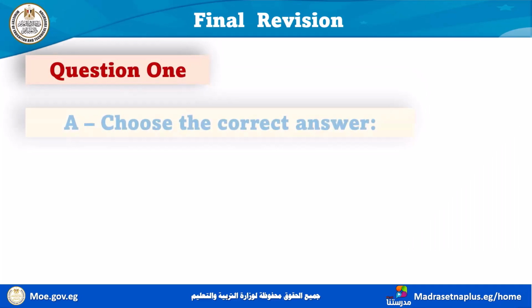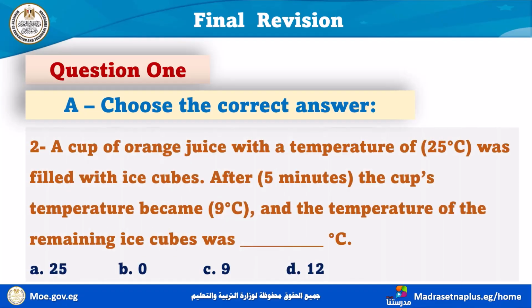Question 1, choose the correct answer, and the second question. A cup of orange juice with a temperature of 25 degrees Celsius was filled with ice cubes. After 5 minutes, the cup's temperature became 9 degrees Celsius, and the temperature of the remaining ice cubes was dash Celsius. Is it 25? Is it 0? Is it 9 or 12?